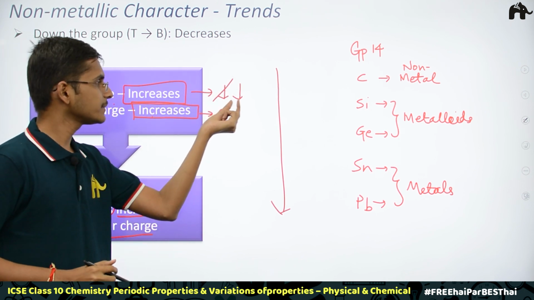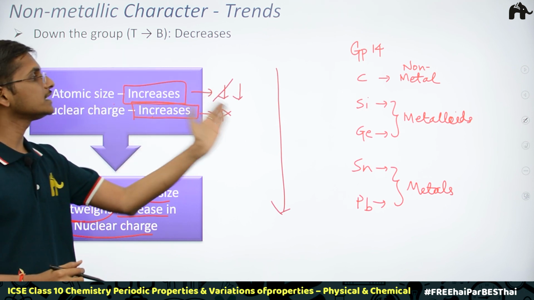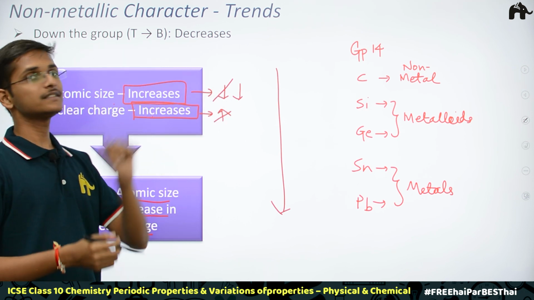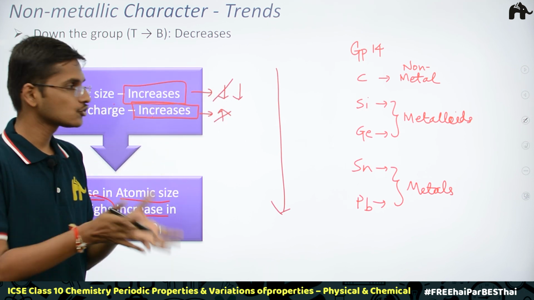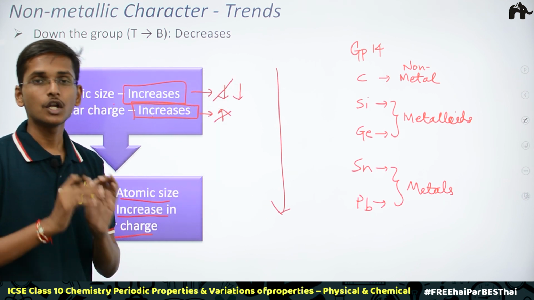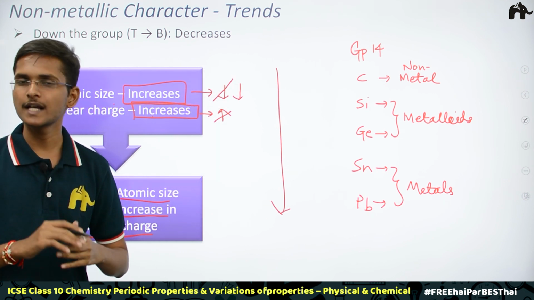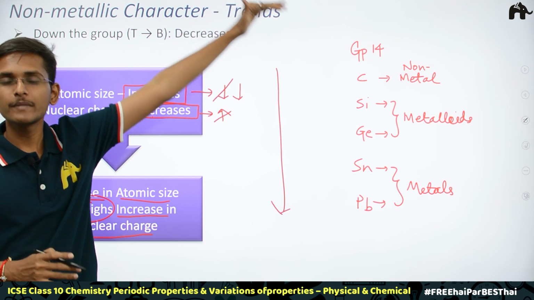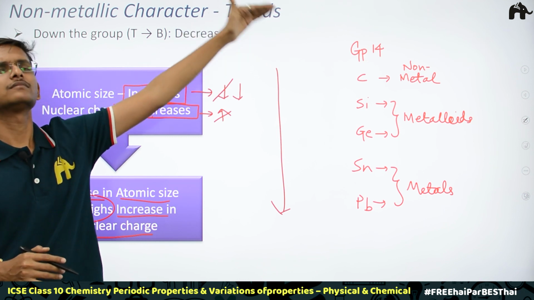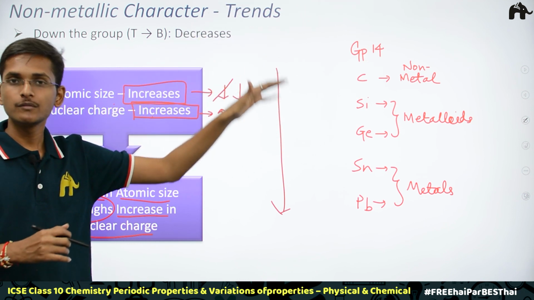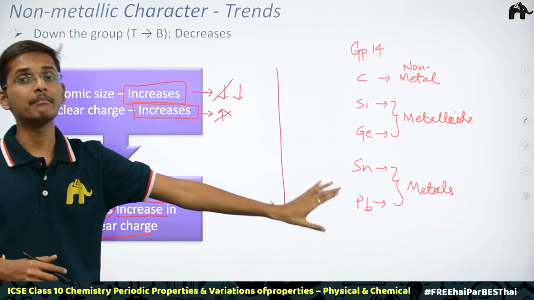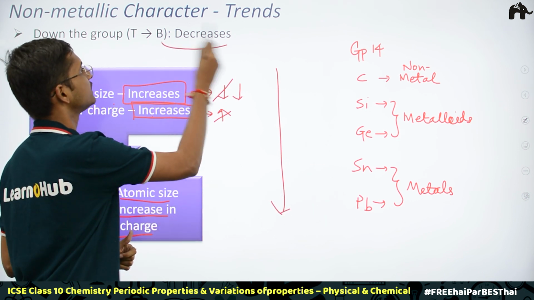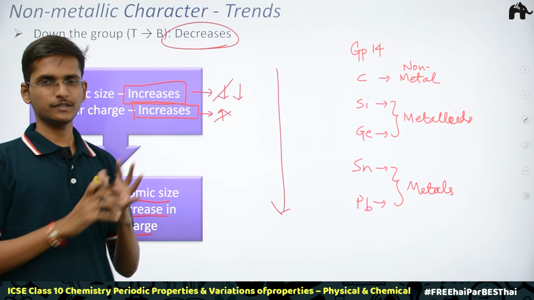Then what remains is the effect due to the increase in the atomic size, which is decrease in the non-metallic character. So when we move down the group, non-metallic character decreases, which means that we would find the non-metals at the top of the group. Then slowly and gradually, when we move towards the bottom, we would find metals. Okay, so yes, decreases. And now let's see an example, it would be clear to you.